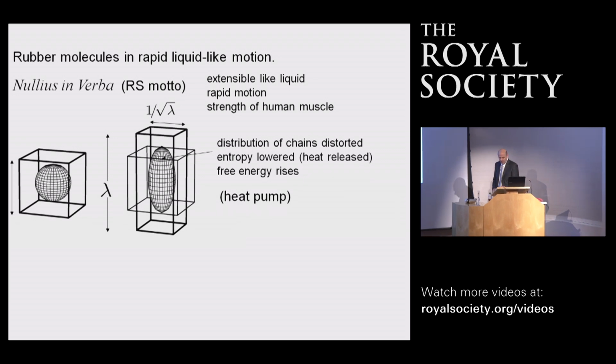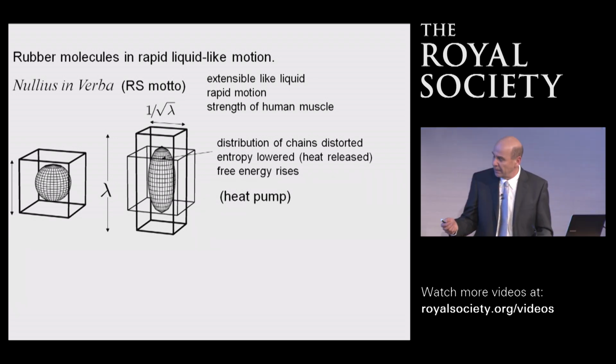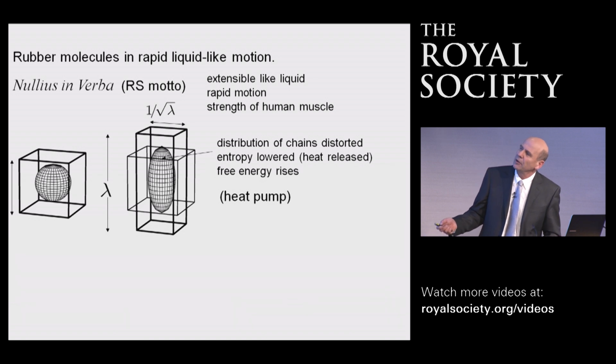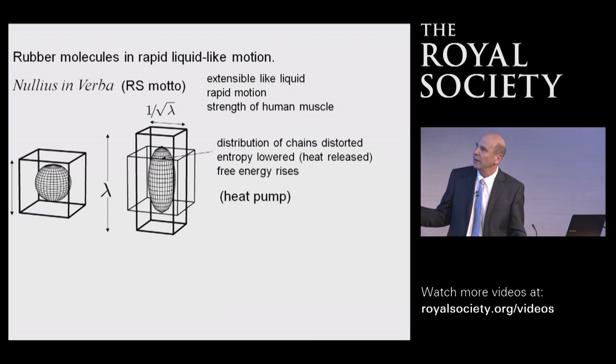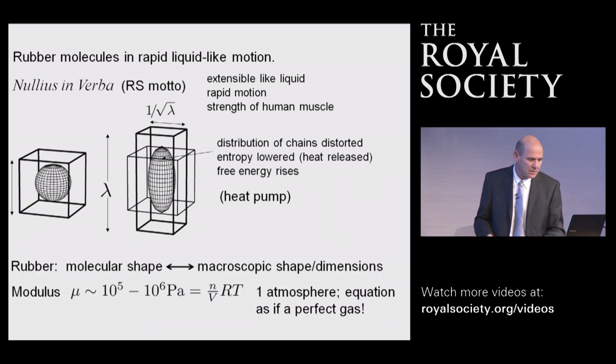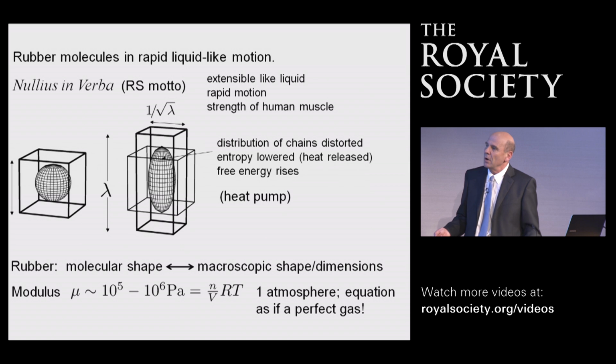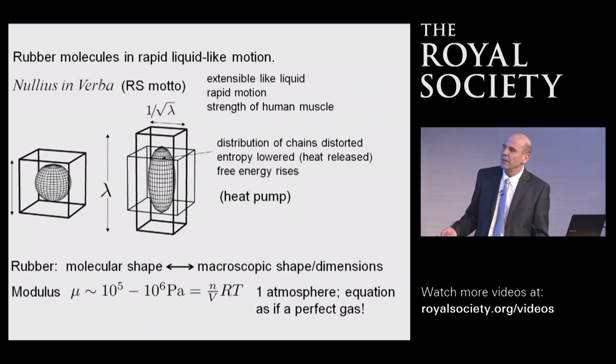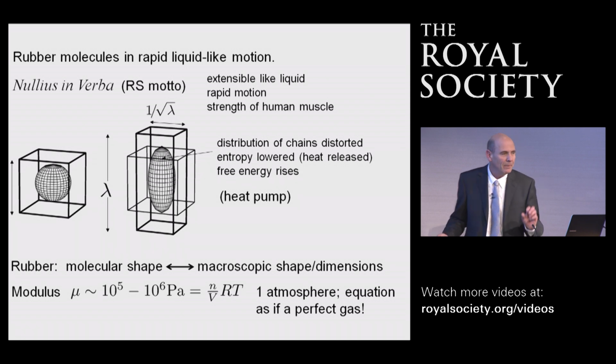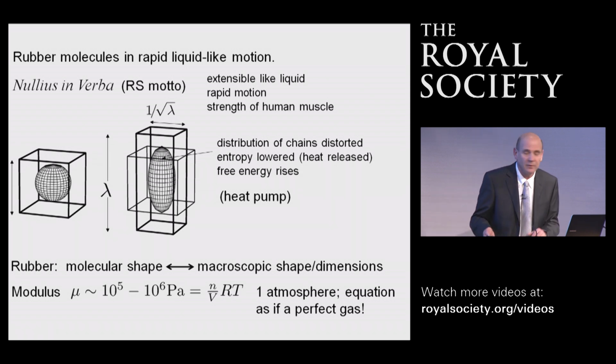So let me summarize that. We have a block of rubber. It's got chains with a spherical isotropic distribution. We stretch it, so we extend the body and we elongate the chains. They lower their entropy. Heat is released. It's like a heat pump. You'll see afterwards. And so this is what drives rubber. The molecular shape mirrors the macroscopic shape. So remember that, because we'll return to that time and time again.